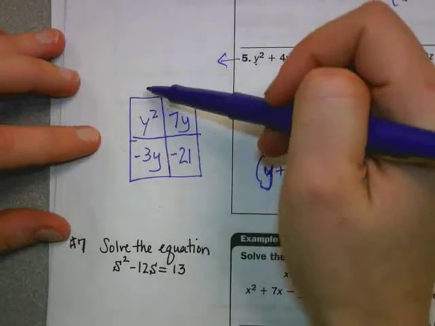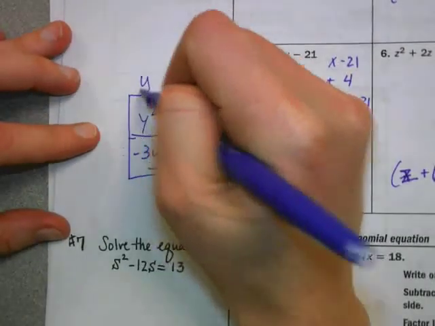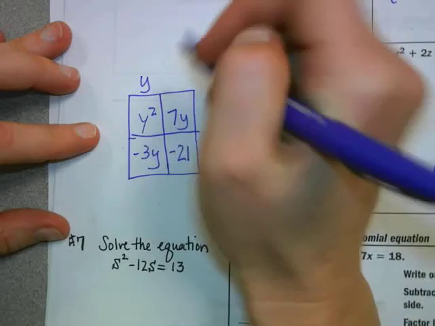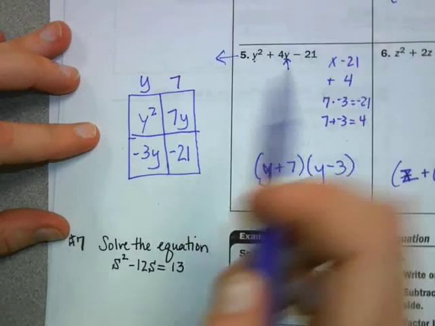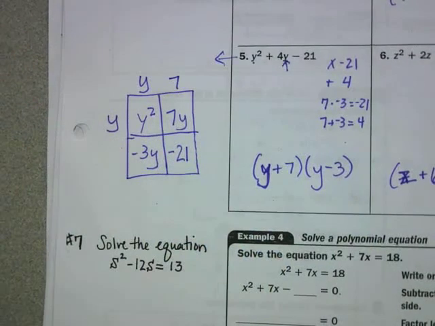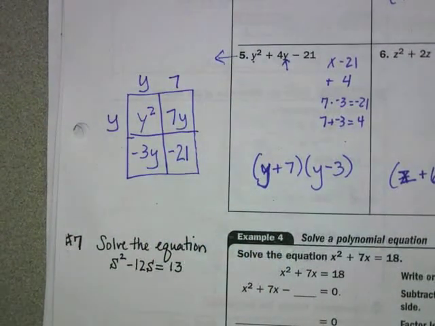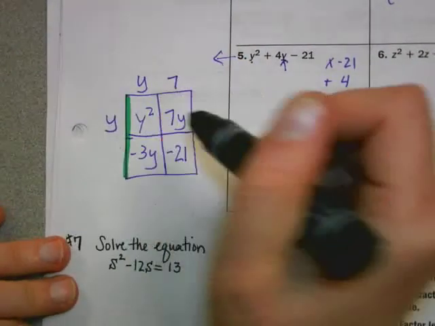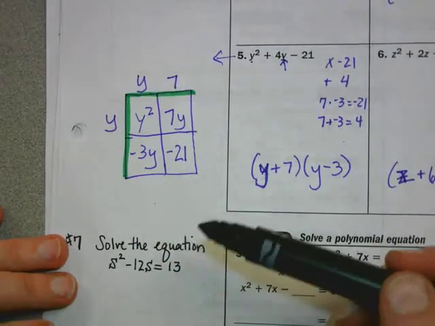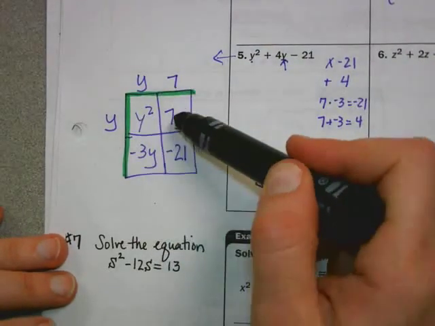So a y is a common factor in this column. 7 is a common factor in this column. In this row, y is the common factor. And then over here, we have a negative touching the edge. So here's kind of my edges where I'm factoring them out. I can never have a negative number touching. So there's no negative there, no problem, right?